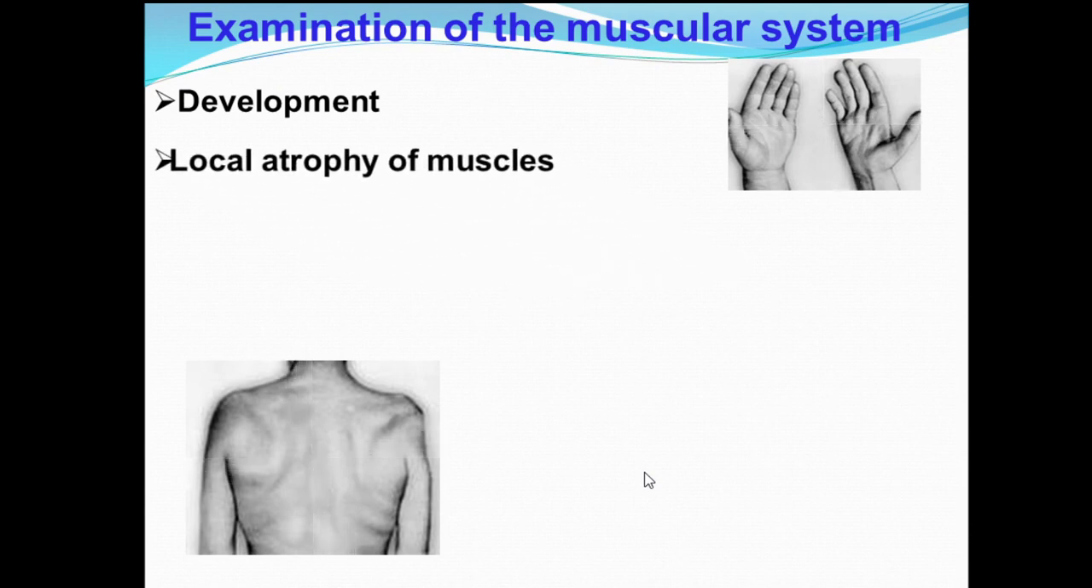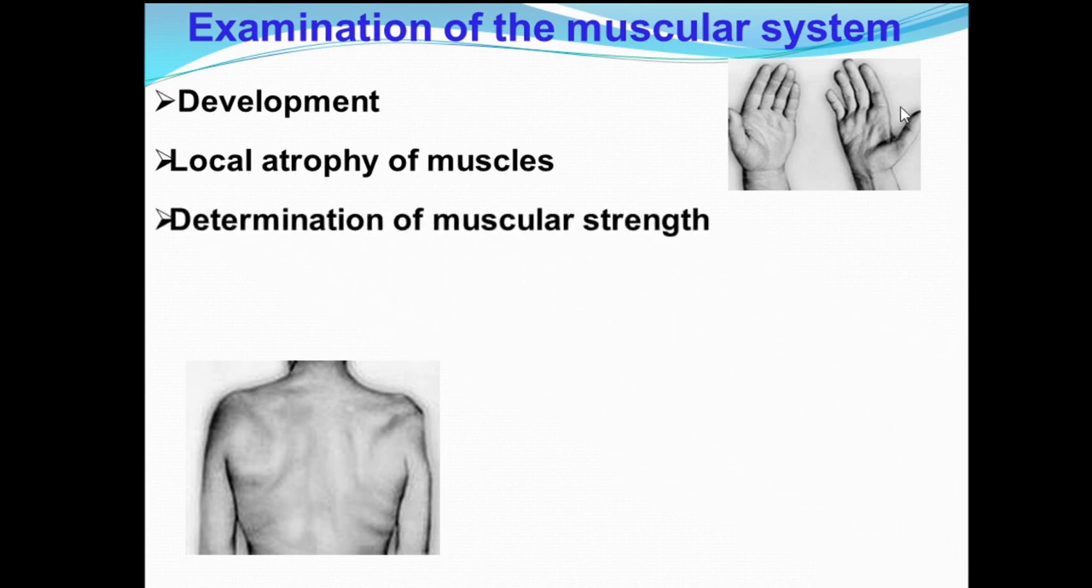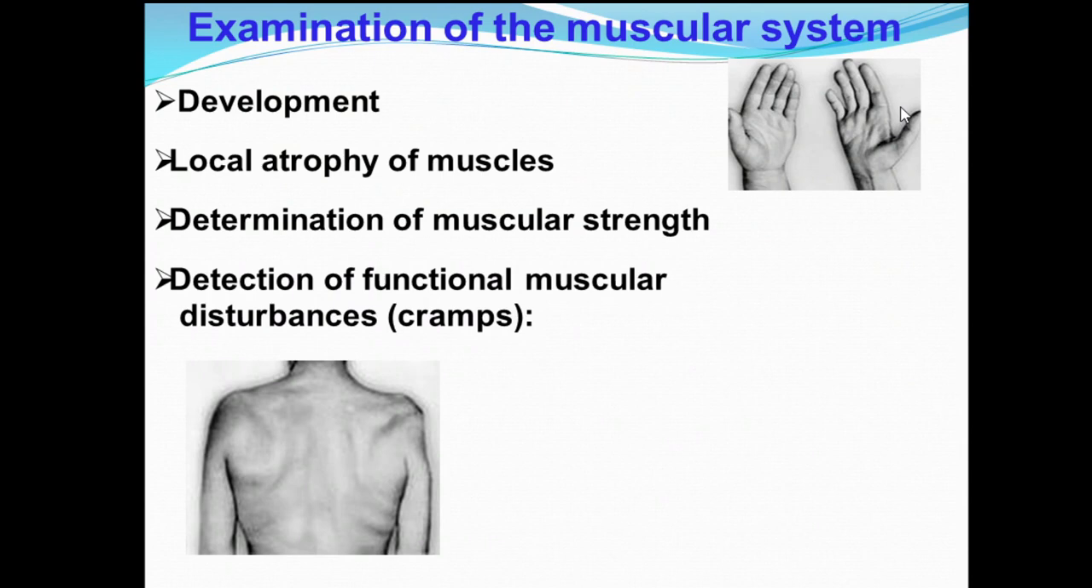Examination of the muscular system includes information about development. We can reveal local atrophy of the muscles, for example, comparing one and the other sides of the body, one and the other hand. We can reveal determination of muscular strength and detection of functional muscular disturbances, cramps, which may be seen on superficial examination. Cramps appear due to renal insufficiency.